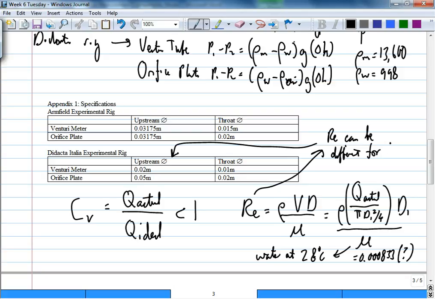For both, even with the same Q. So at the same Q, if you have different D1, in the case of the deductor, then you have two different Reynolds numbers.